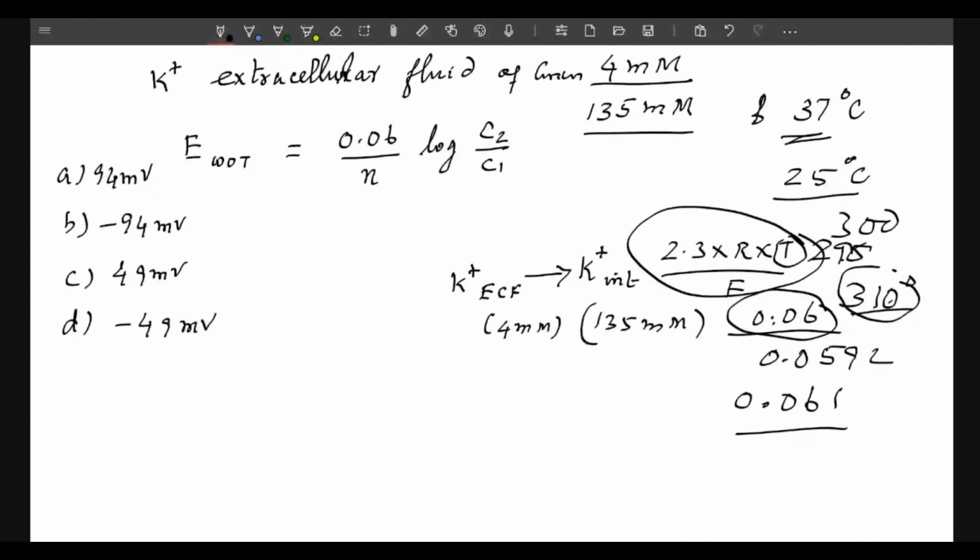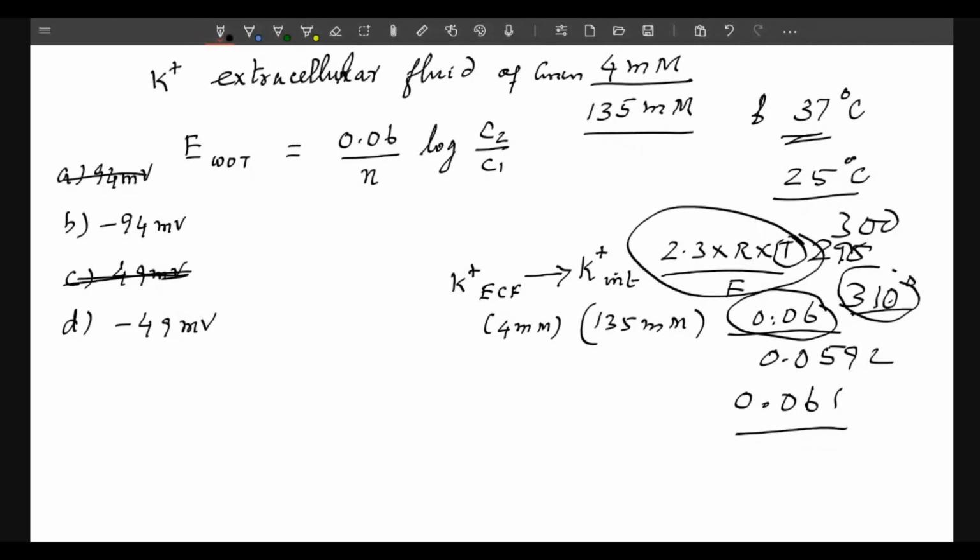What is the potential required? They are asking. Potential required means you have to supply electricity or EMF. Therefore, the answer should be negative, not positive. From the values they have given, how much millivolt is required? Definitely, the positive two are not the answer. Now you substitute and calculate. What is this and this? Tell me what comes.